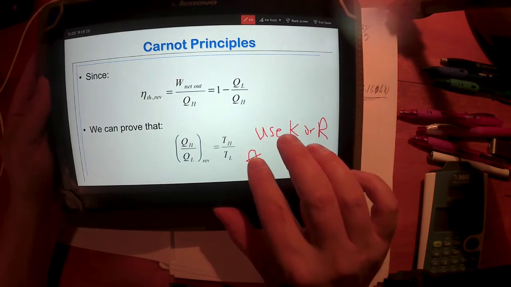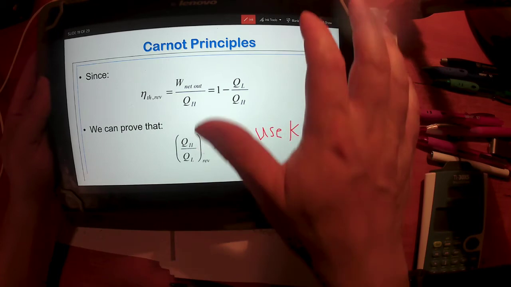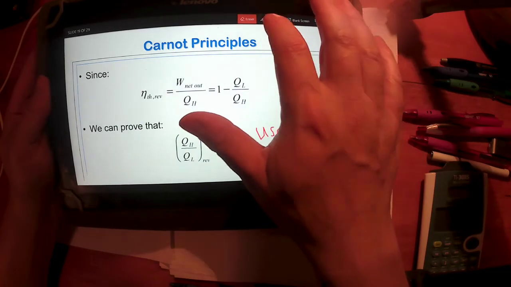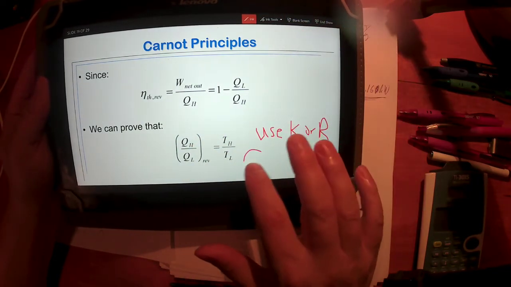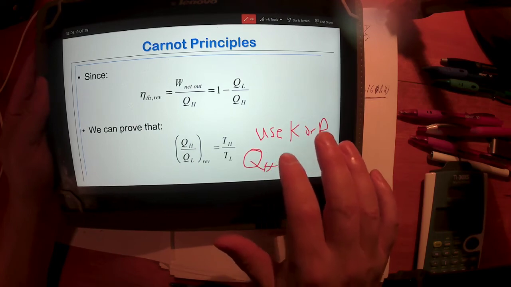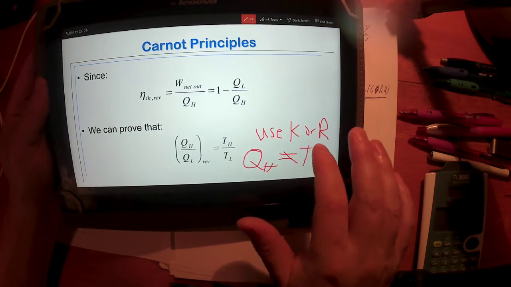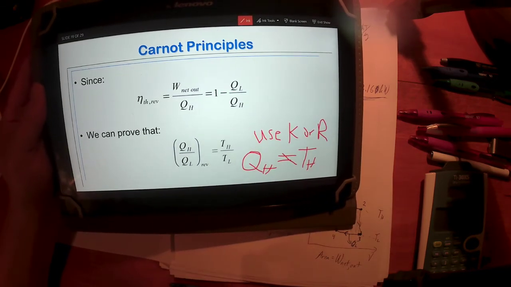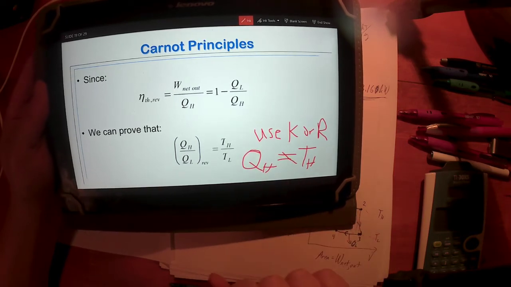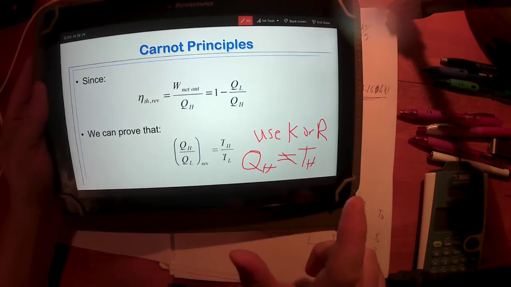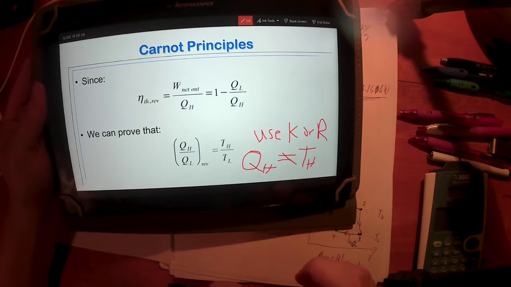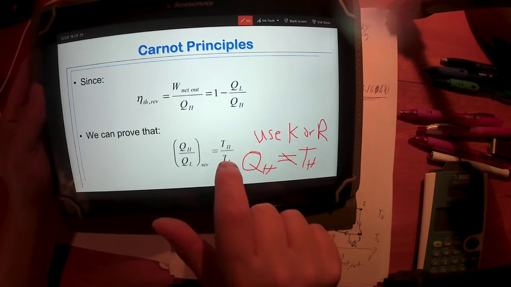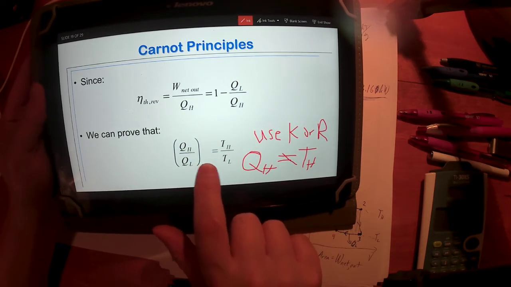Now notice I want to make it very clear. There's something here I am not saying. I am not saying that QH is equal to TH in no uncertain terms, and neither is QL equal to TL. This is heat, this is temperature. They cannot be the same thing, right? You can't convert kilograms to seconds, or you can't convert kelvins to joules. These are not the same thing. But we are saying the ratio of these two is equal to the ratio of these two if it's reversible.